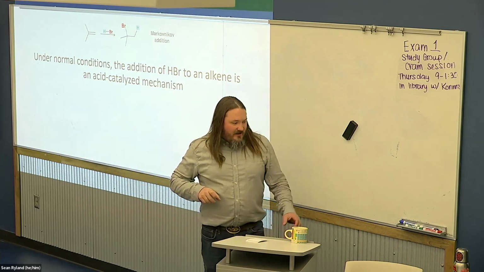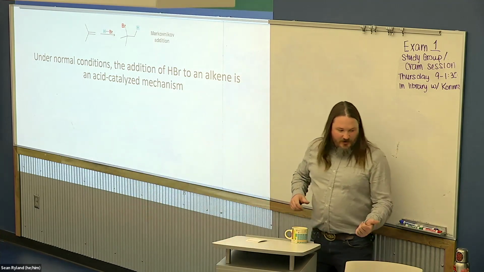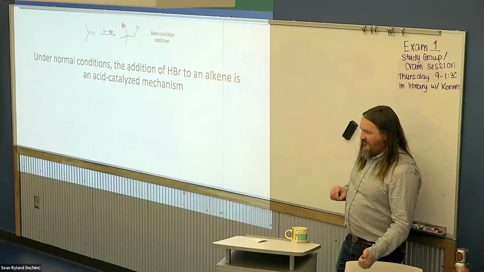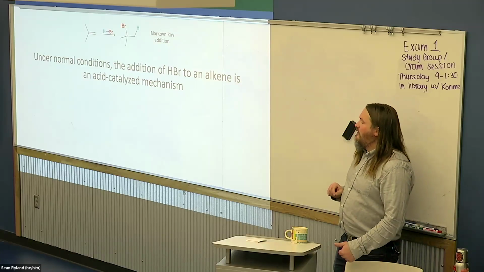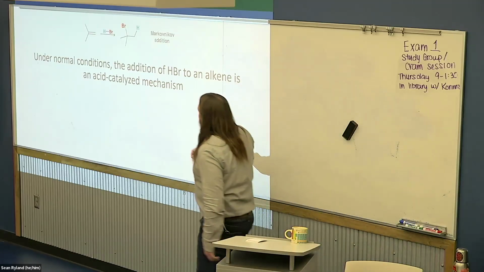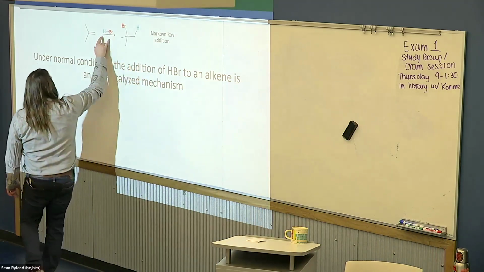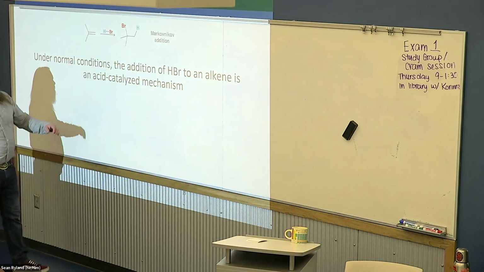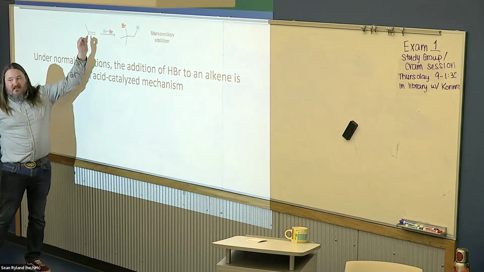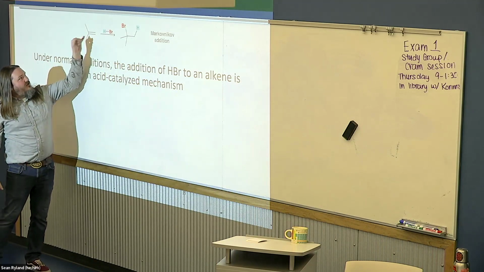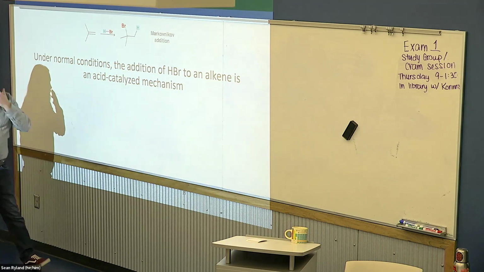Let's talk about the mechanism for a reaction we already know, the anti-Markovnikov addition. So Markovnikov addition of HBr to an alkene group was just acid catalyzed, right? It made a carbocation intermediate, and then the bromide acted as a nucleophile.